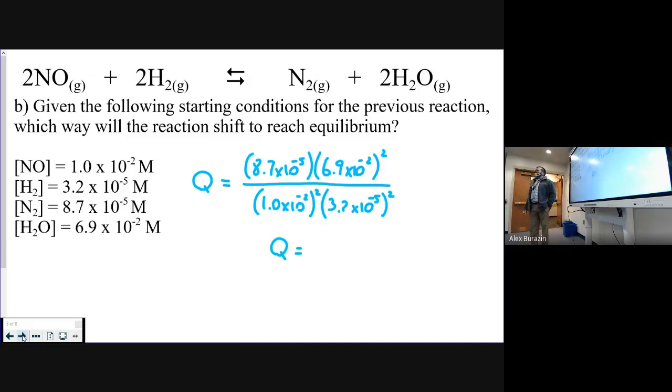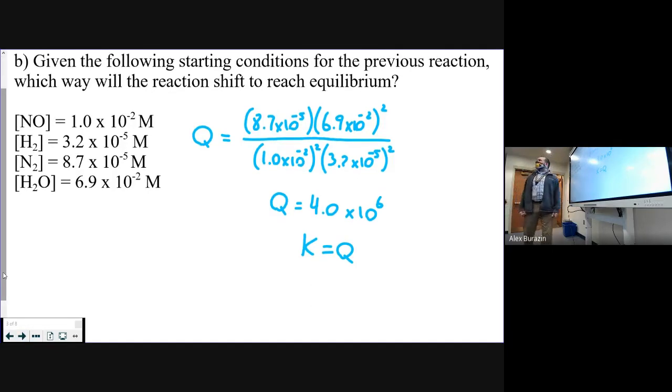Since everyone's so lively on the next one, what's Q? 4.0 times 10 to the 6. It's bigger, it's 10 to the 7. Doesn't matter. Did I count wrong? Did you square that or something? I just counted wrong probably. Which way are we shifting? No need to shift. We're there.